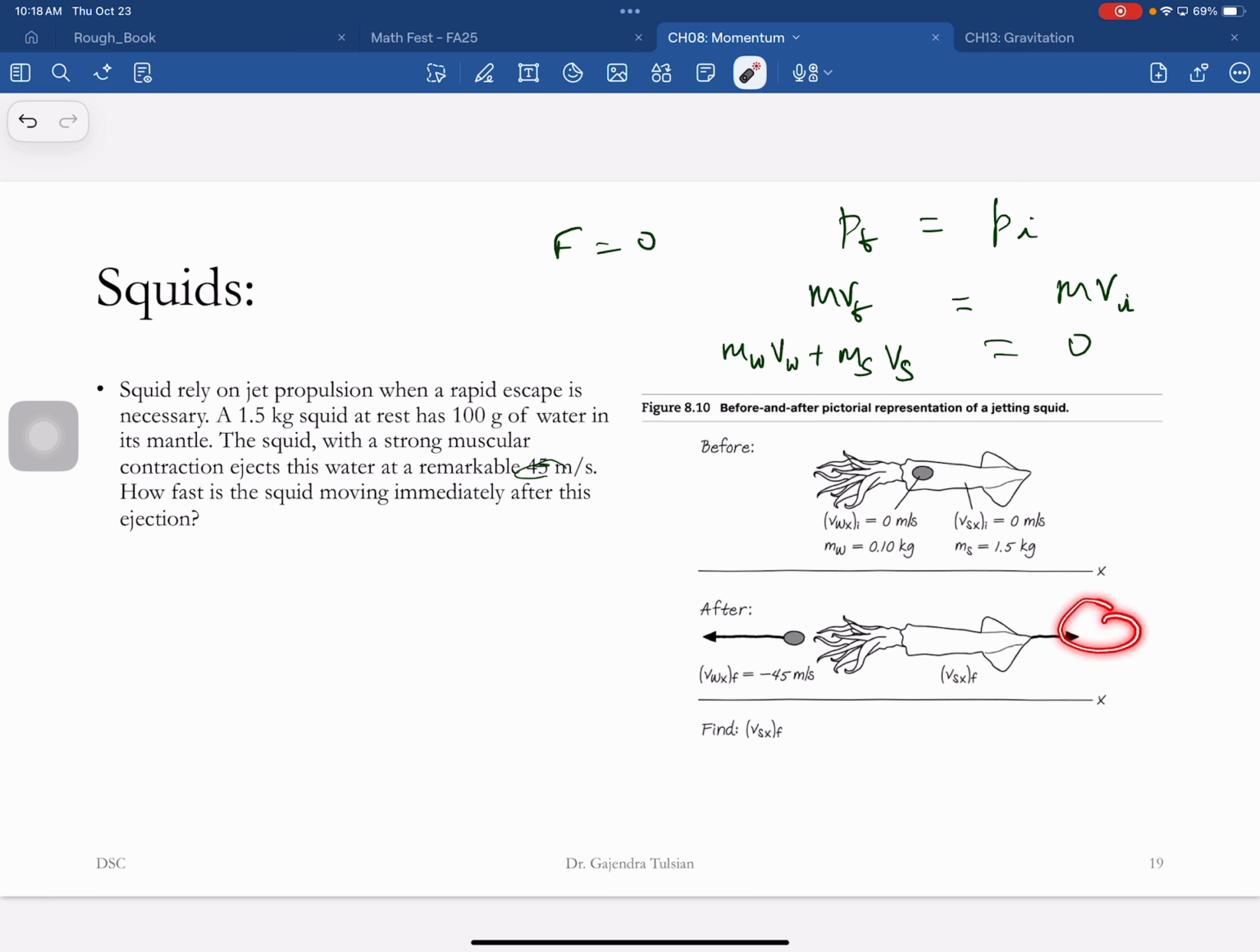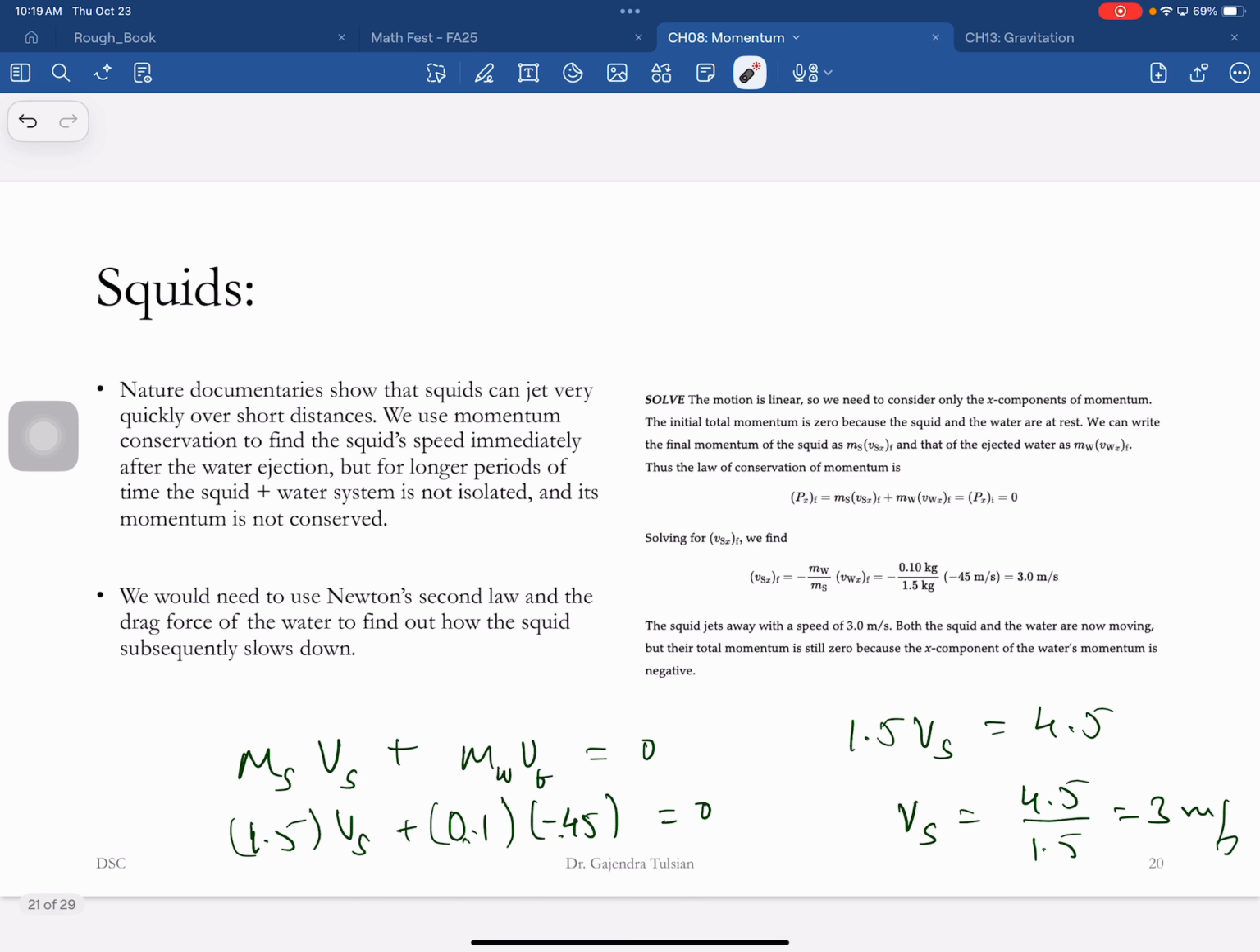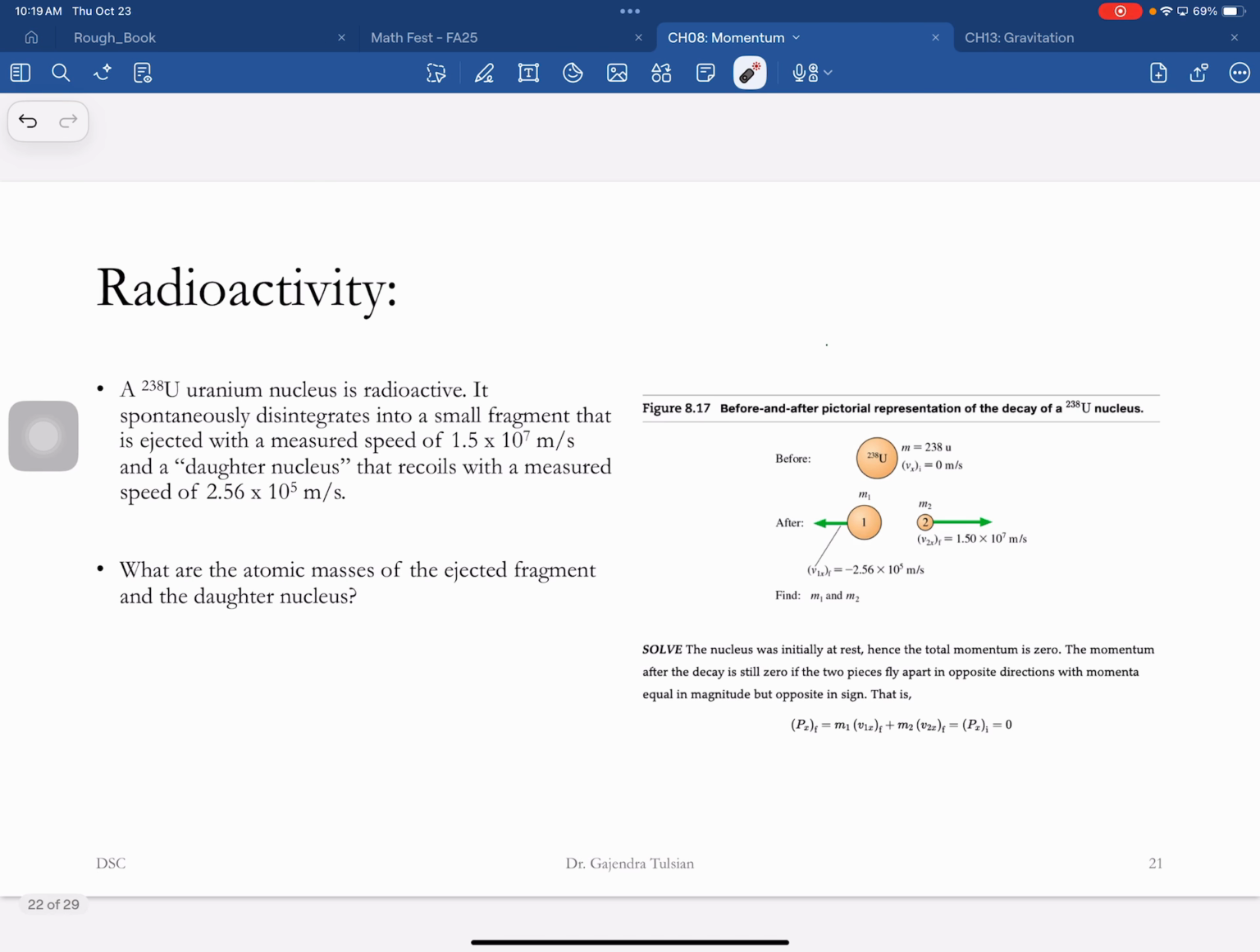Of course, the drag of the water will slow it down, but hopefully that's enough to escape from the danger. They're kind of shaped like a bullet, so you've got to be aerodynamic and stuff like that. So here's another example of momentum conservation.